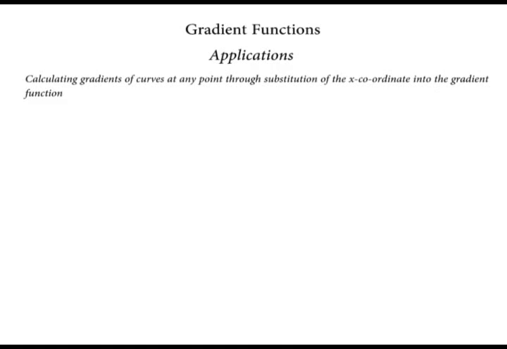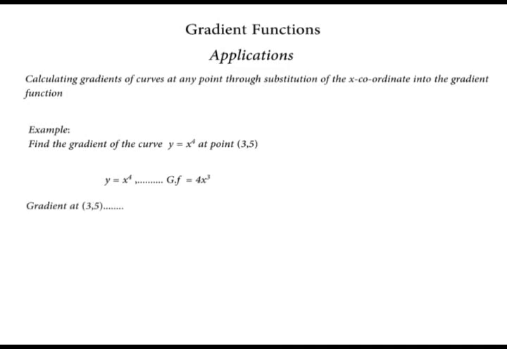The gradient functions help us to calculate the gradient of curves at any point by simply substituting the value of the x coordinate in the gradient function. The y coordinate is not important. For example, find the gradient of the curve y is equal to x to power 4 at (3, 81). First, find the gradient function of y is equal to x raised to power 4, and that will be 4x raised to power 3. The x coordinate of the point is 3, so we substitute x in the gradient function, and we shall have 4 times 3 raised to power 3, giving us 108.